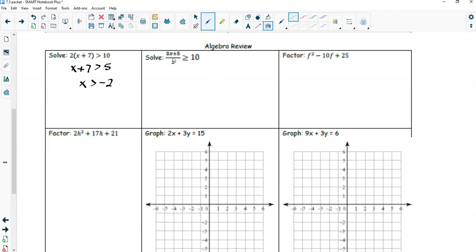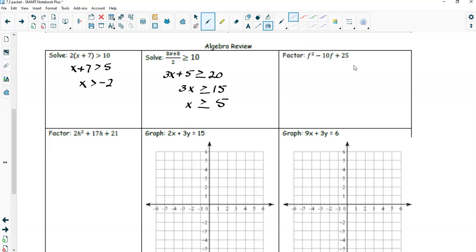Then they gave me the next one as another inequality, where it's greater than or equal to 10. So I'm going to multiply both sides by 2. So I have 3x plus 5 is greater than or equal to 10 times 2, which is 20. Subtract 5 from both sides. So that means 3x is greater than or equal to 20 minus 5, which is 15. That means divide by 3. x is greater than or equal to 15 divided by 3, which is 5. And there you have it.